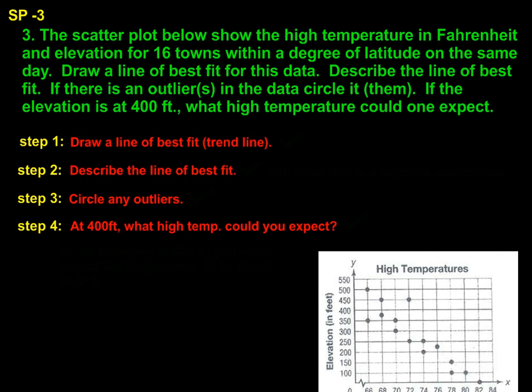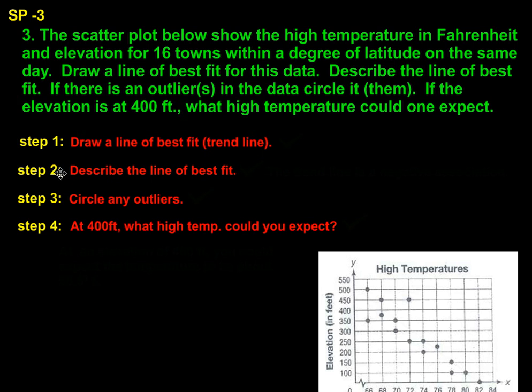All right, now we're going to move to question number 3. Number 3 has a lot of pieces to it. It says the scatter plot below shows the high temperature in Fahrenheit and elevation for 16 towns within a degree of latitude on the same day. Draw a line of best fit for this data. Describe the line of best fit. Is there an outlier or outliers in the data, and if so, circle them. And if the elevation is at 400 feet, what high temperature could one expect?